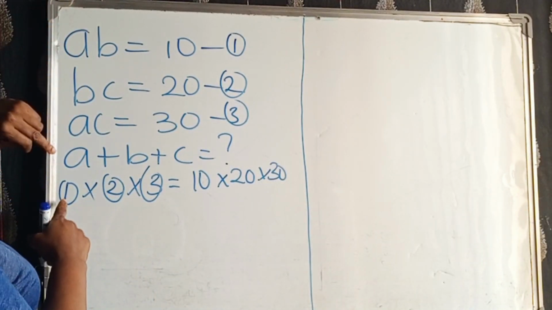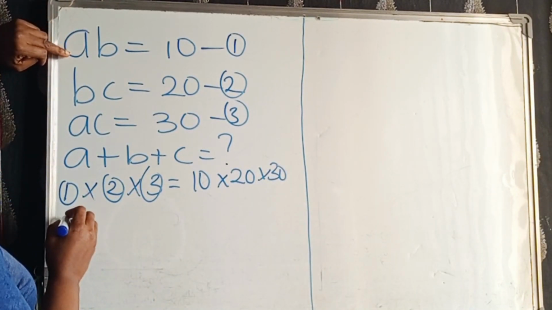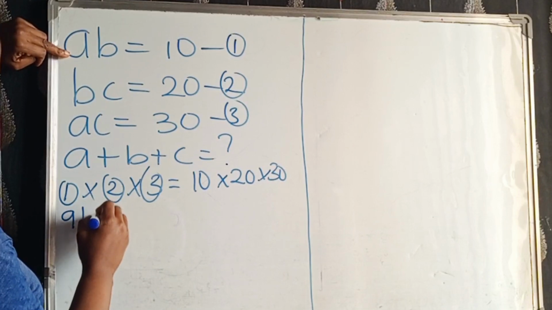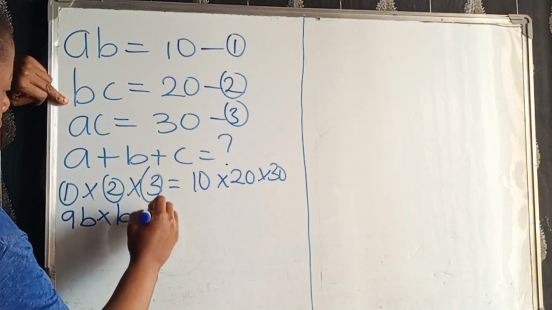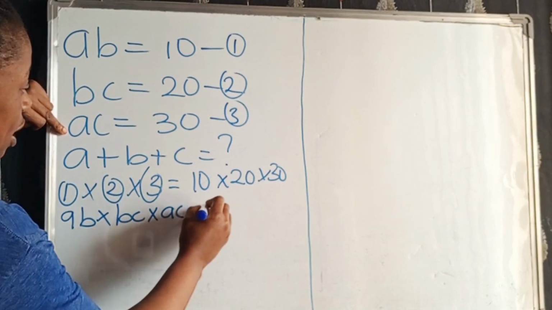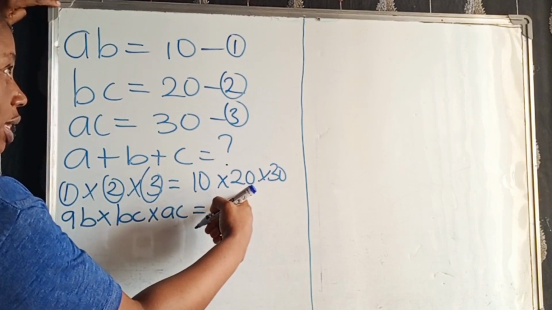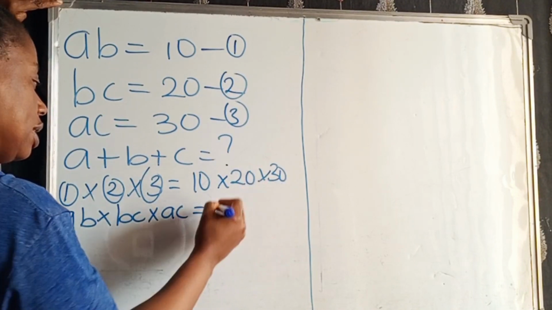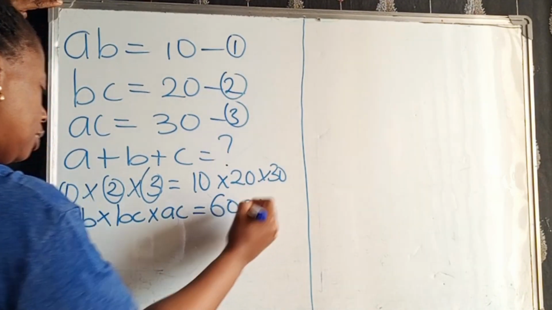So equation 1 here is AB. So it's going to be AB times BC times AC equals 10 times 20, which is 200. 200 times 30 is 6,000.